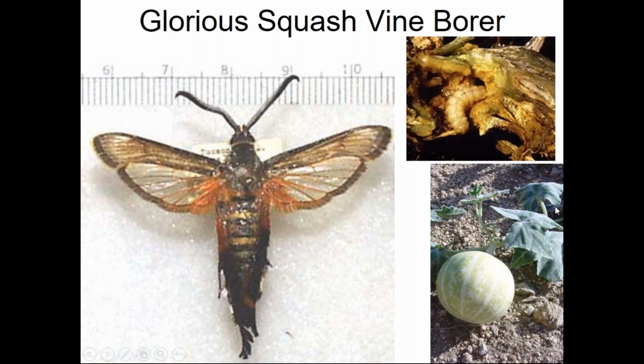Its food plant happens to be coyote melon. So wherever you see coyote melon growing, you might find the glorious squash vine borer. The larva will feed on the roots and stems of the coyote melon plant.